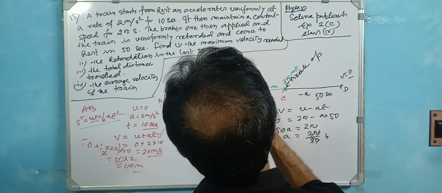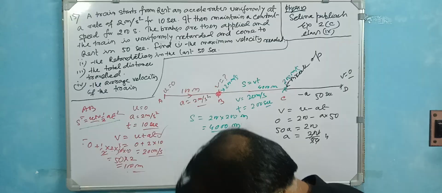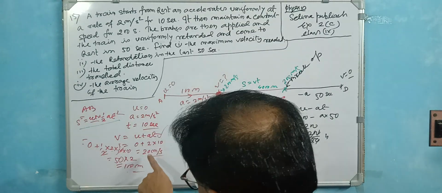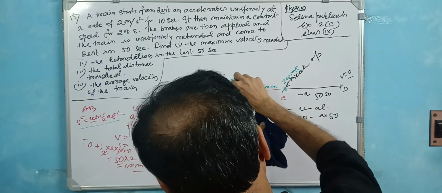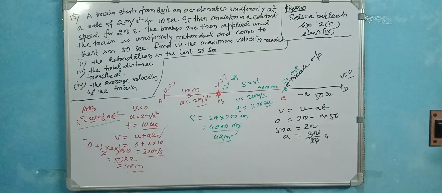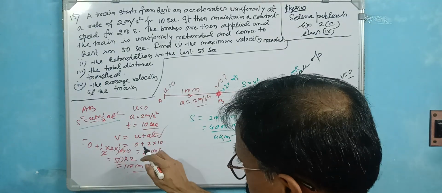No. Sorry, there is one mistake here. This is not 200, it is 20 meter per second. This is 20. This is 20. Okay? Clear? The acquired velocity is 20.